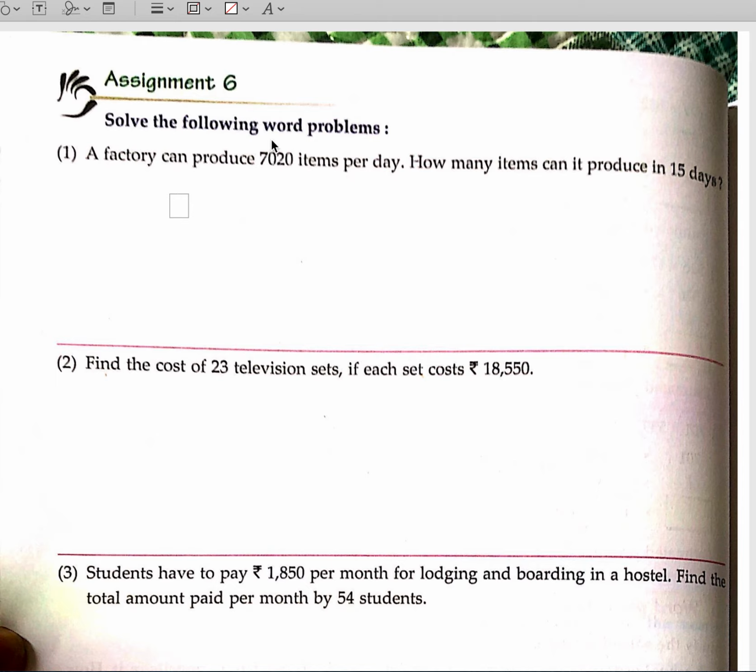This means we have to multiply 7020 by 15, so we will write: items produced in a day, which is equal to 7020. Then the next statement will be: items produced in 15 days, which will be equal to 7020 into 15, which will be equal to, and then we have to do the multiplication.